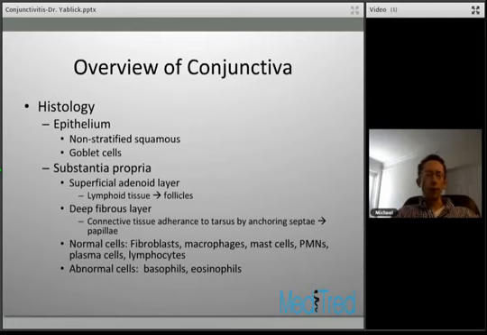Deep to that you have a fibrous layer, which is connective tissue, and this helps adhere to the tarsus and underlying tissue by anchoring septae. And these anchoring septae actually help form the morphology called papillae, and we'll talk about that in a little while as well. Within the substantia propria you have some normal cells that you can find. These include fibroblasts, macrophages, mast cells, neutrophils, plasma cells, and lymphocytes. However, if you have basophils or eosinophils, these are abnormal states.